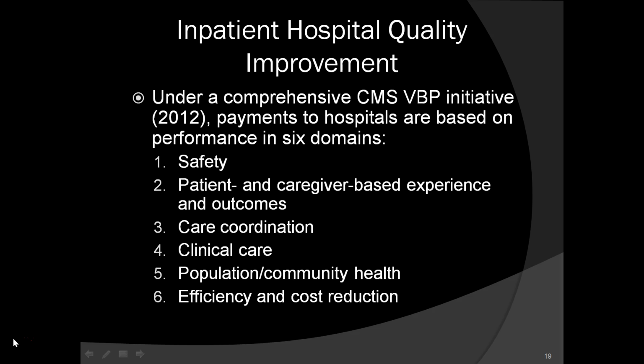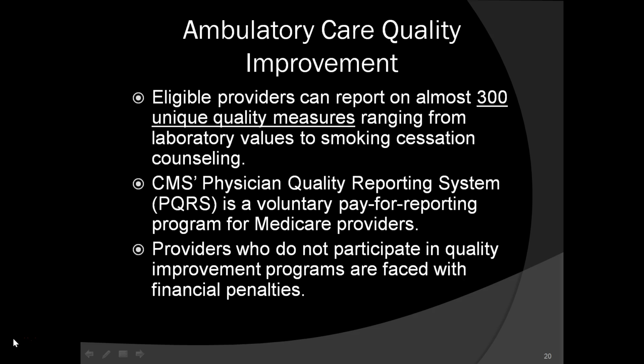So under a comprehensive CMS value-based purchasing initiative back in 2012, payments to hospitals are based on performance in 6 domains: safety, patient and caregiver-based experience and outcomes, care coordination, clinical care, population community health, as well as efficiency and cost reduction. So for ambulatory care quality improvement, eligible providers can report on almost 300 unique quality measures ranging from lab values to smoking cessation counseling. CMS's Physician Quality Reporting System is a voluntary pay-for-reporting program for Medicare providers. So the PQRS is the first CMS program to tie performance on quality metrics to incentives and penalties. Providers who do not participate in quality improvement programs are faced with financial penalties.